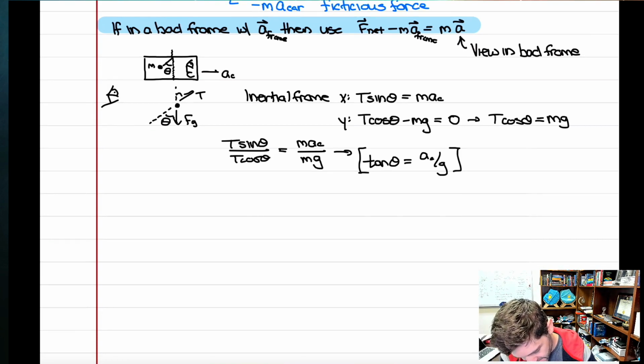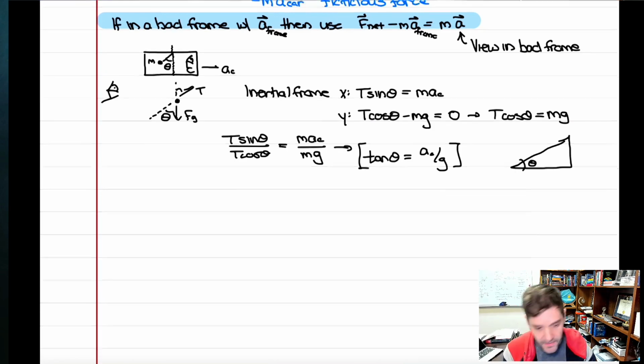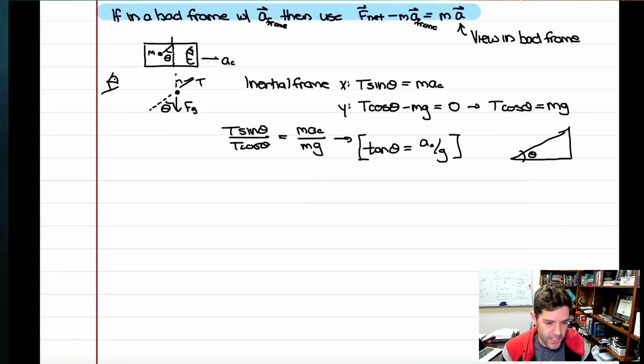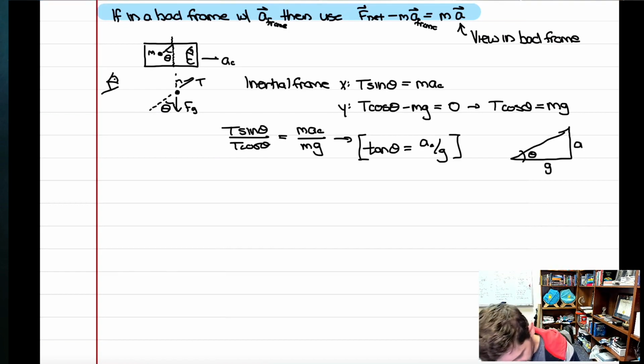I might want to solve for the tension, in which case I'm going to need to use a right triangle to help me do that. If this is theta, tangent is a over g. Tangent from my SOHCAHTOA days, opposite over adjacent. So tangent of this angle is opposite over adjacent, which then makes this hypotenuse the square root of a squared plus g squared.